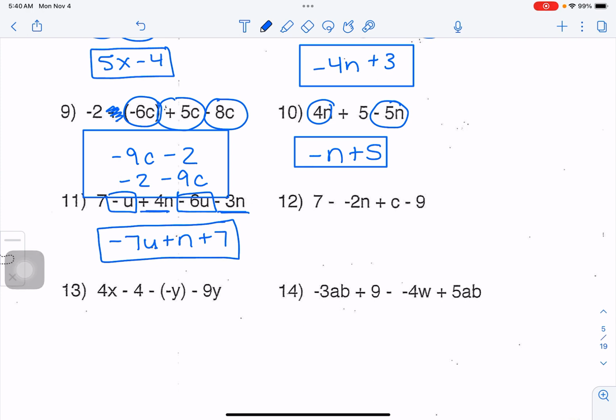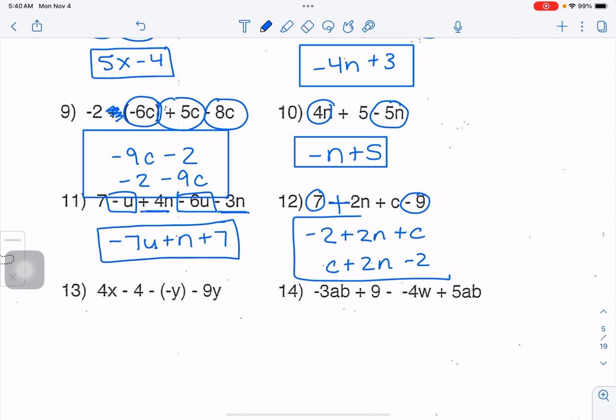Moving on to number 12, I see the opposite of a negative, which makes that a positive. So if I wanted to go in order, I could start with the 7 minus 9, and I'd have negative 2, plus a 2n that I brought down, plus a c. You want to clean up those double negatives in between to be in simplest form. If I followed the rules of algebra, putting them in alphabetical order, it'd be c plus 2n minus 2. And there still is a third way you could have that as well, and that would be okay.